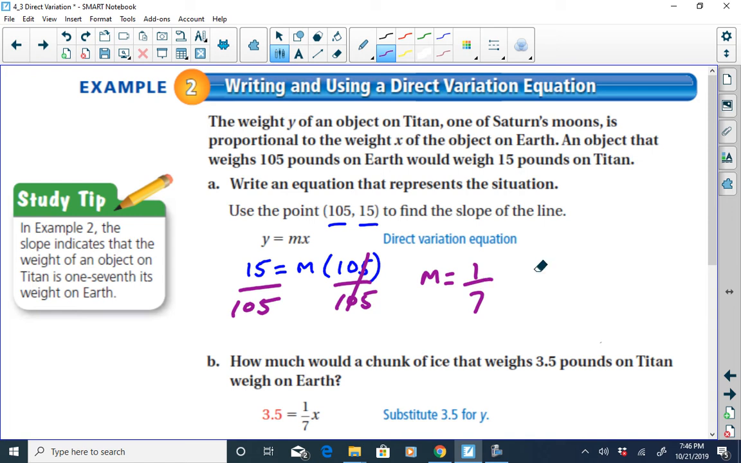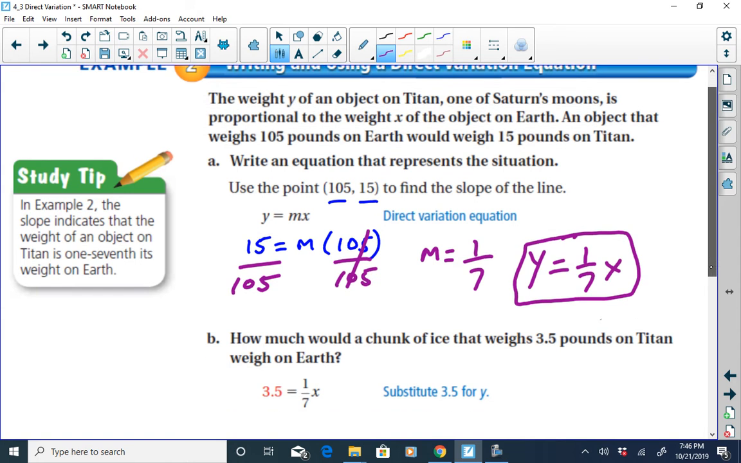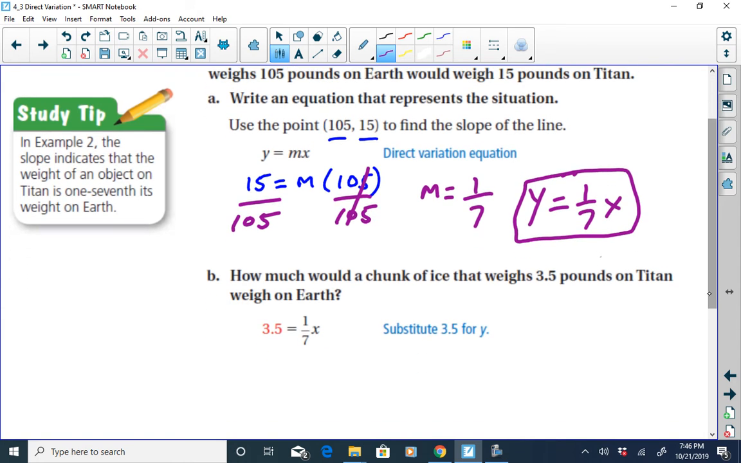If I want to write an equation now, I have to use that m in my equation. So my equation is going to begin with y equals my 1/7, which is my m, times my x. So there's the equation of the line that would represent that situation. Now that we know the slope, or the constant of proportionality, we can use that to solve problems.